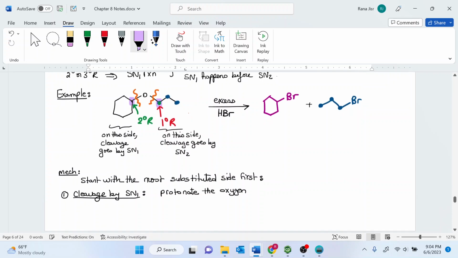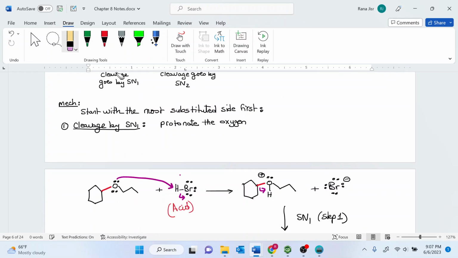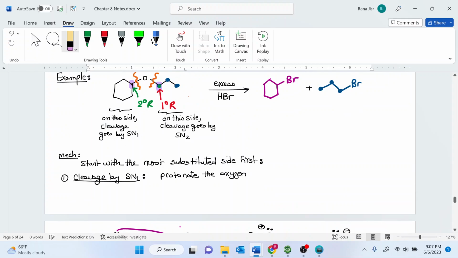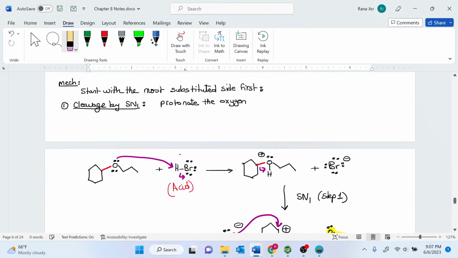Let's go ahead and consider the mechanism. So you're going to start with the most substituted side first. And you're going to start with the SN1 mechanism first. So you take your ether and you react it with the first mole of HBr, which is acid. So here my medium is acidic, and you have an oxygen, and you know that this oxygen is my basic site. So the first step in this reaction is going to be an acid-base reaction.